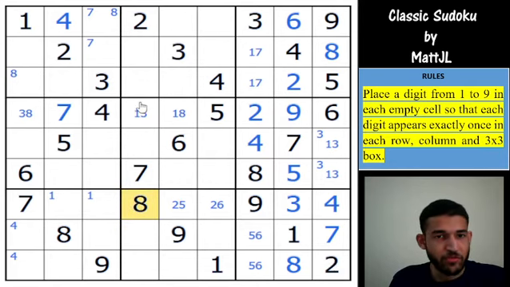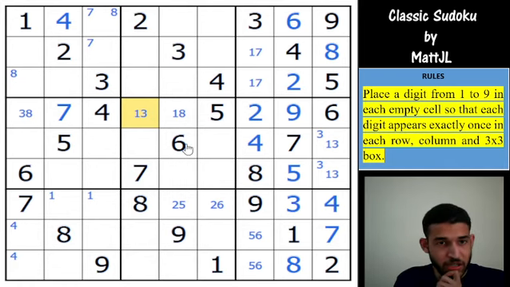So 8 is in column 4, so this becomes 1 3. Okay, so we have 1 3 8 here. Let us finish off the pencil marks in row 7. 7 8 3 4 and 9. So 1 2 5 and 6. So this becomes 1 6, and this can take many candidates, right?